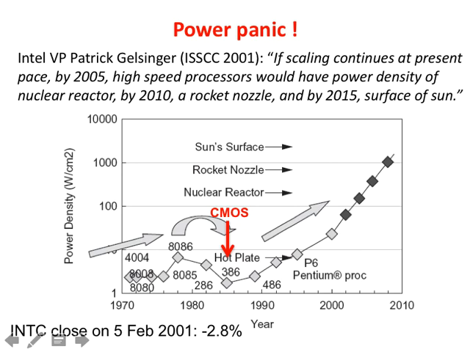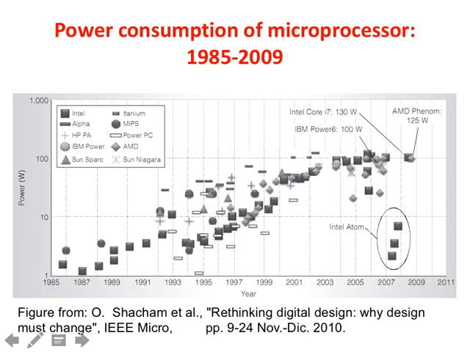And then he showed, okay, this is the power density. It's going to increase in this way. A nuclear reactor is here, a rocket nozzle is here, and the sun surface is almost here. So in a few years, we will have a power density which is absolutely out of control. And so this actually triggered the action of completely stopping, reducing instead the clock frequency, and trying to go towards multi-core processors. And indeed, this is what happened.